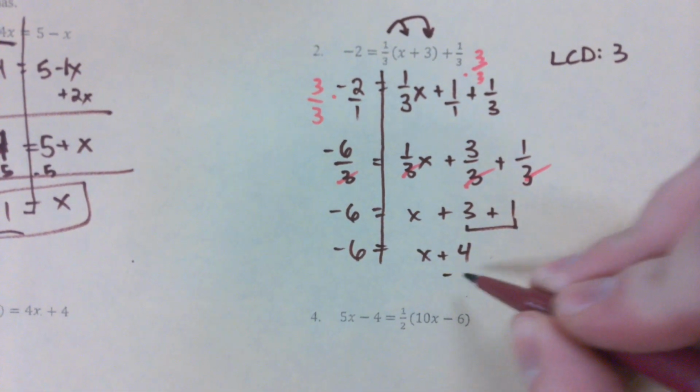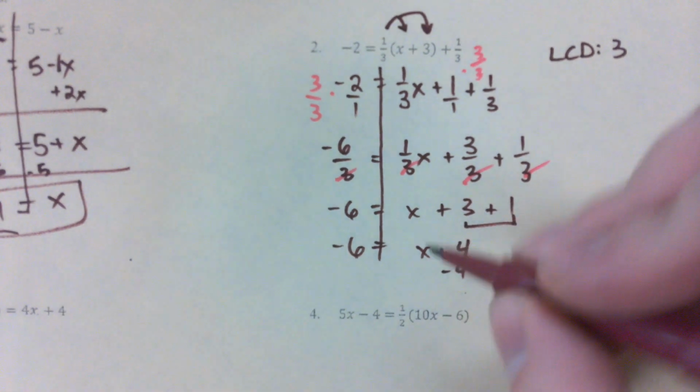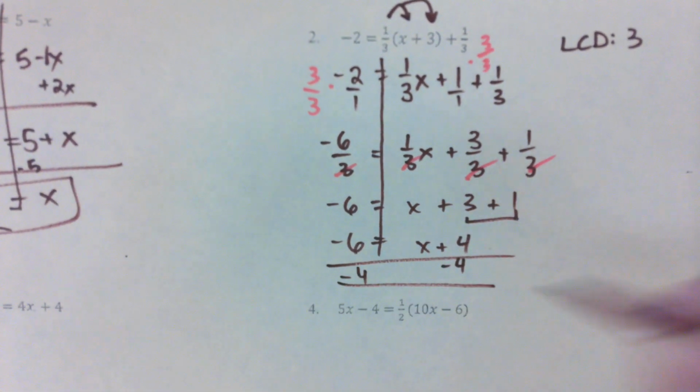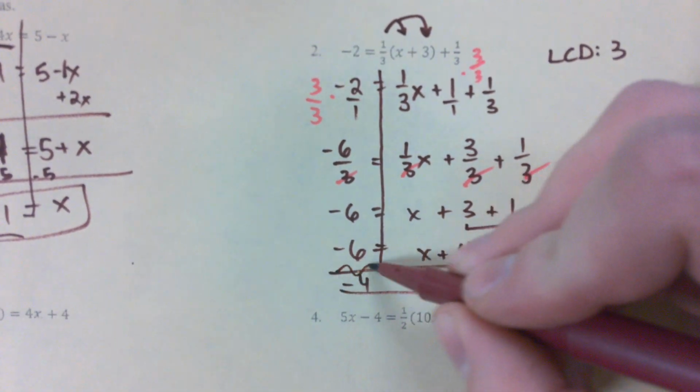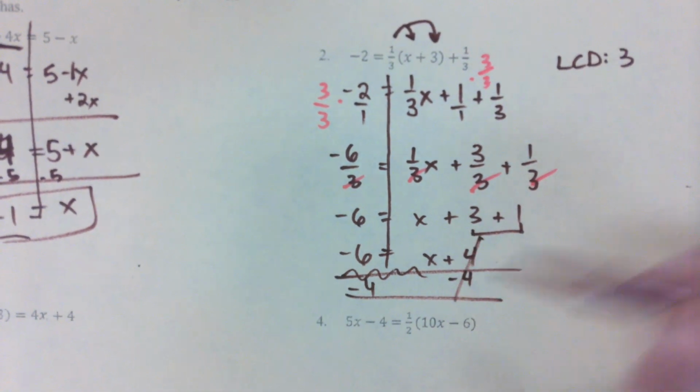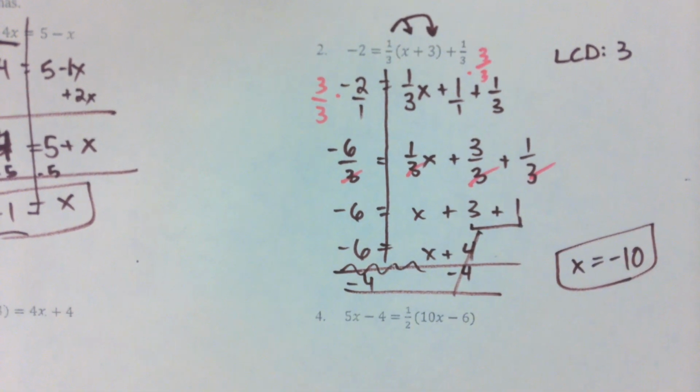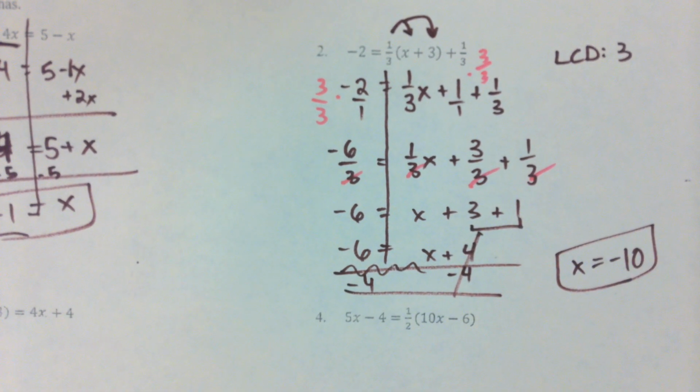Last thing we want to do, luckily, x doesn't have a coefficient. We don't have to worry about dividing. But we are going to subtract 4 from both sides. I drew that line in the wrong spot. Subtract 4 from both sides, we get x is equal to negative 10. X is equal to negative 10.